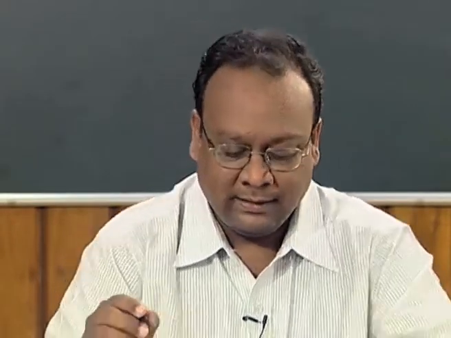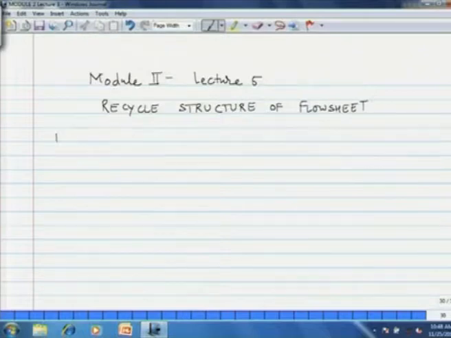Welcome. We are looking at the recycle structure of the flow sheet. In previous lectures, we saw the basic decisions that we need to make while fixing the recycle structure of flow sheets, and then we also dealt with a few of these decisions such as the number of reactor systems, the number of recycle streams, use of excess reactant. Today we shall see the material balance with recycle streams.